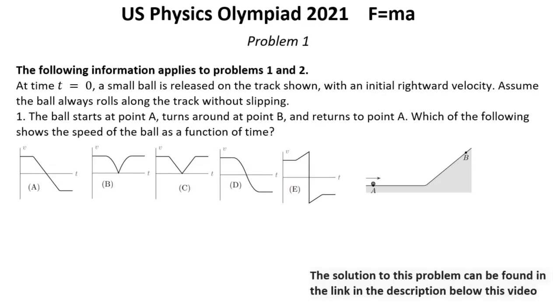US Physics Olympiad year 2021. F equals MA, first round. As usual, it was given 75 minutes for 25 problems.